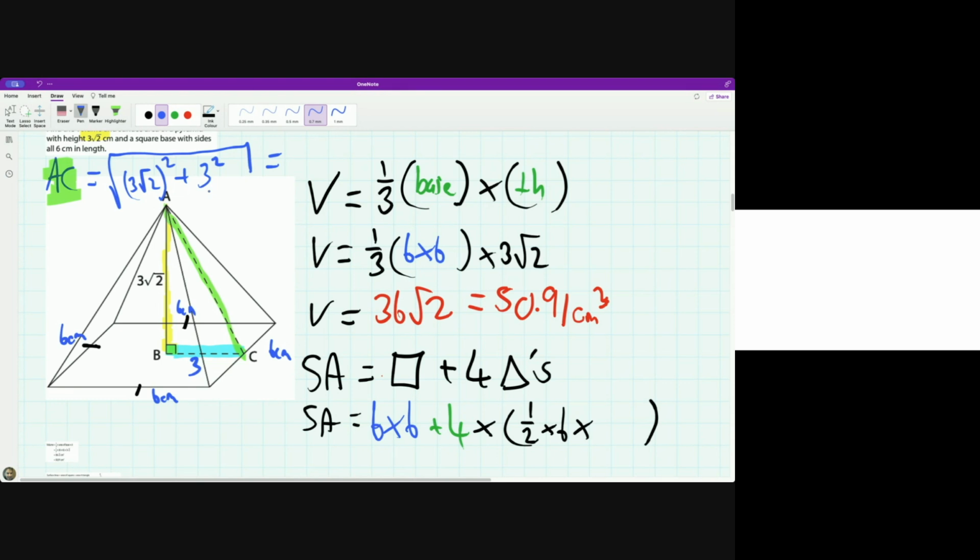What are you guys getting? 27? Let's have a look. We're going to get 18 plus 9, 27. The square root of 27. I get the square root of 27. Anybody else getting that?